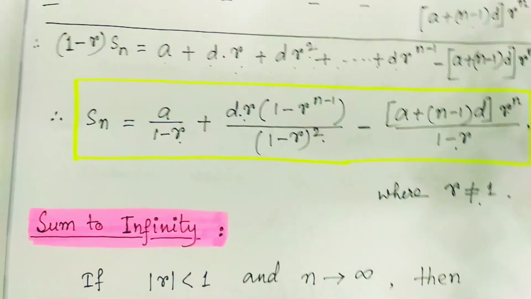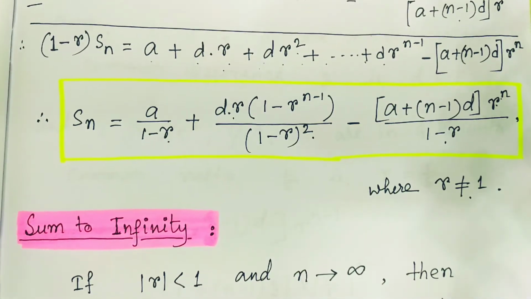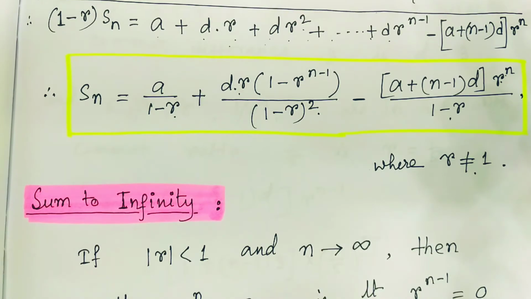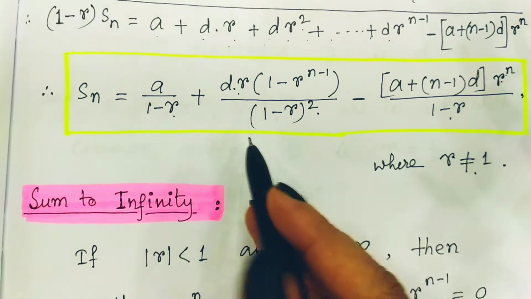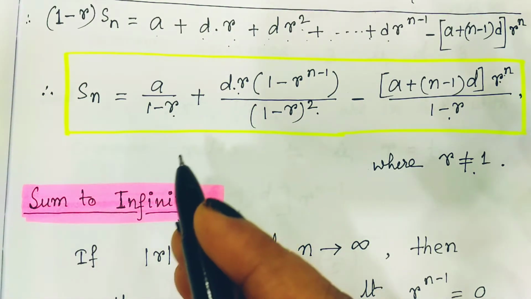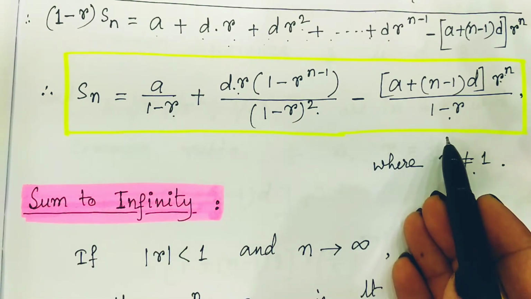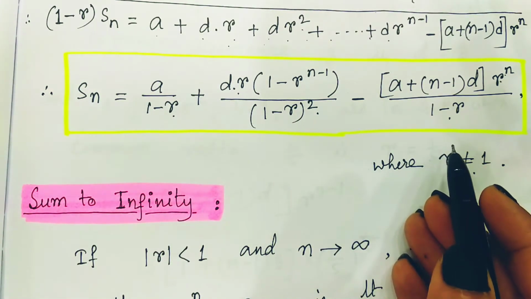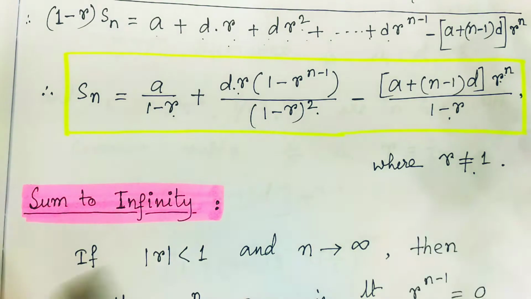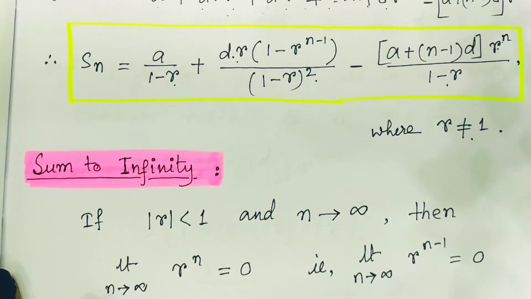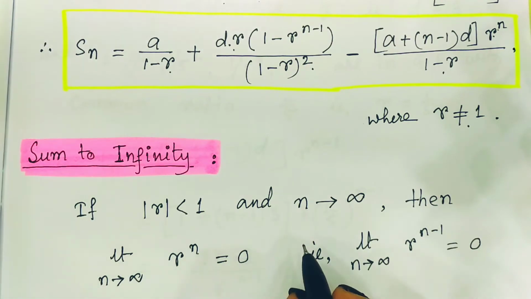So now, if this arithmetico-geometric series goes up to infinity, that means, if the number of terms of the arithmetico-geometric series is finite, then this one is the formula. But if the number of terms is infinite, then what happens? If the number of terms is infinite, what does it mean? n should be tending to infinity.